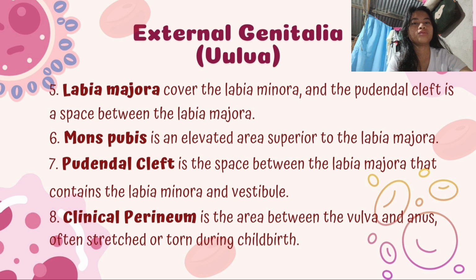Next is the mons pubis. It is a rounded, fatty area located above the labia majora, and it covers the pubic bone and provides cushioning during intercourse. After puberty, it becomes covered with pubic hair.